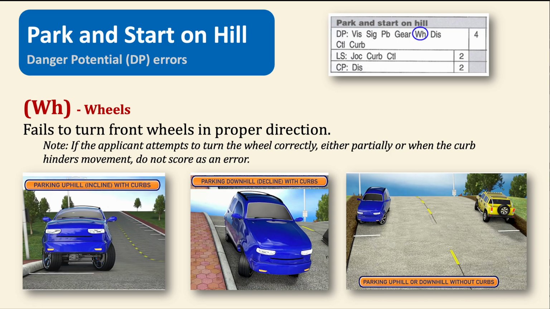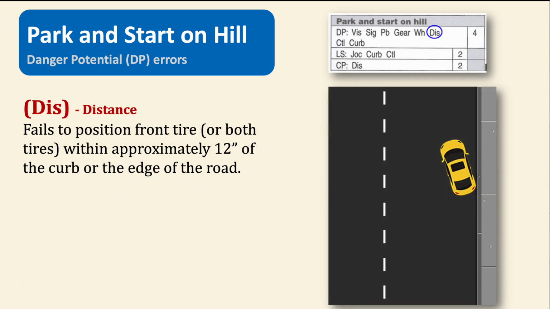Now, sometimes you'll get into the spot and you maybe haven't been watching the applicant and can't remember which way they turned the wheel. That's okay. Once you tell them to re-enter traffic, you'll see pretty quickly which way the wheels were turned.